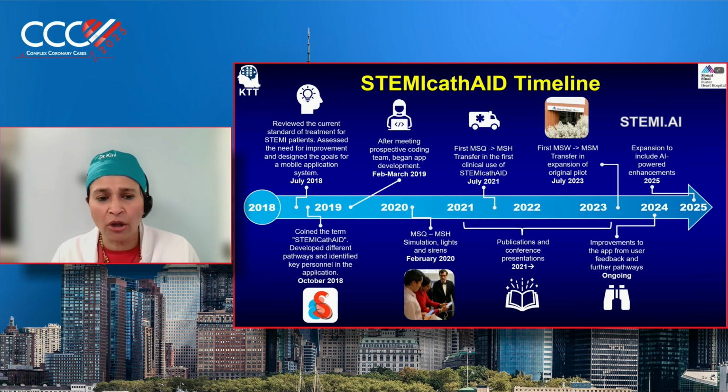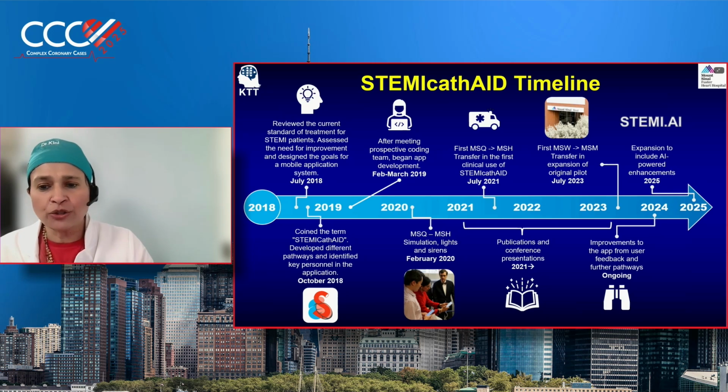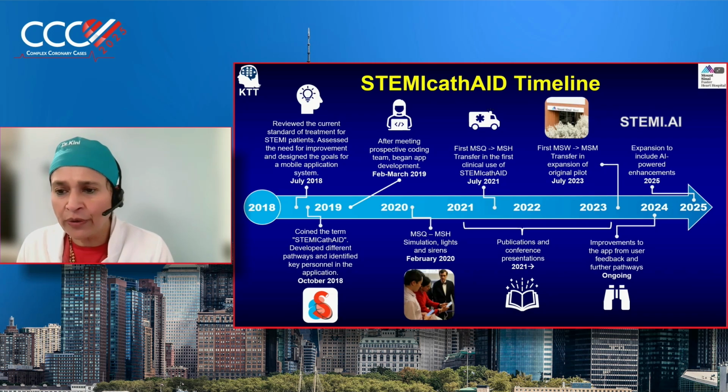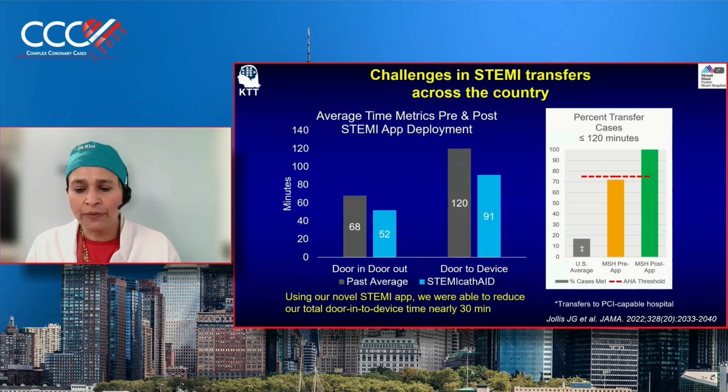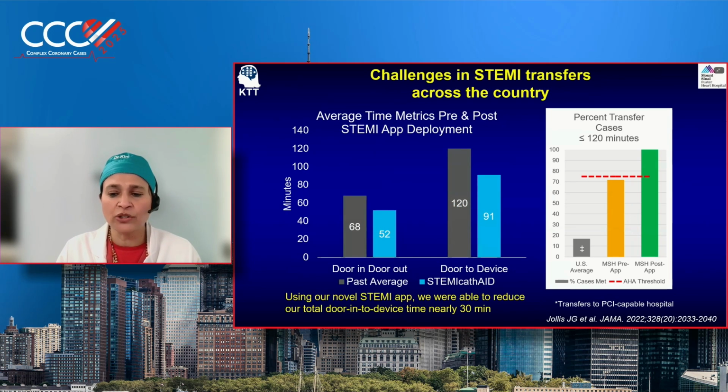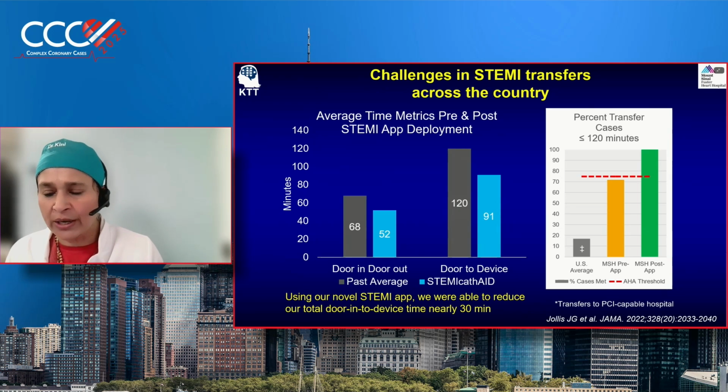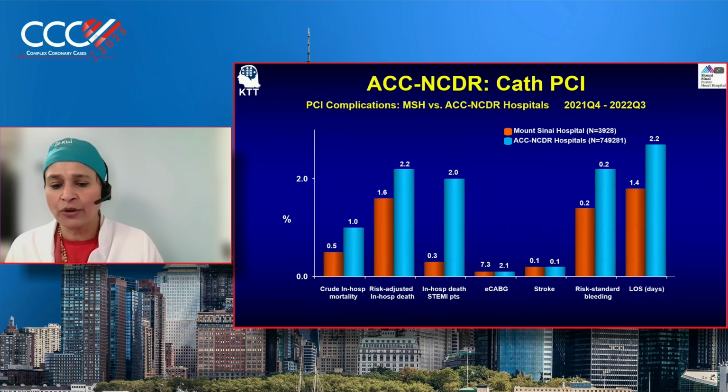So we have been working on this since 2018. The app has been working in various parts of Mount Sinai. Now in 2025, we are going to be using AI. So this is what we want to show. The US average for less than 120 minutes was about 20%. We were about 70% after using the app.